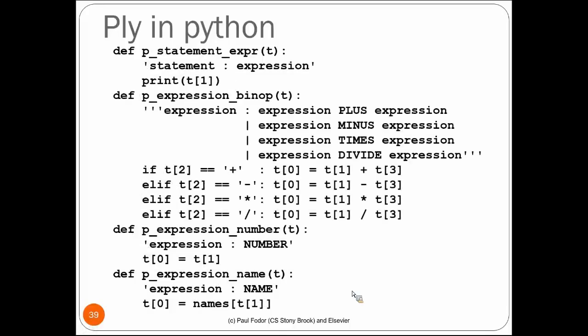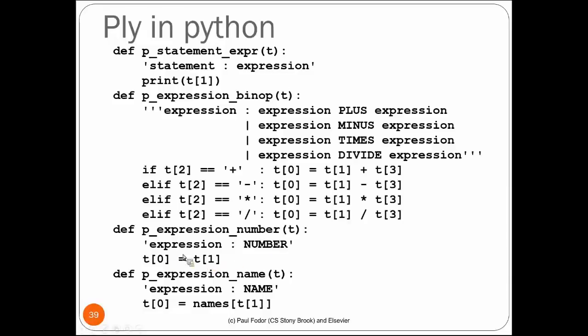A statement can be an expression, in which case we only print that value with a print statement. An expression could be an expression plus another expression, or an expression minus another expression, or an expression times or divide another expression. In any of those cases, T[0], the attribute associated with the left-hand side expression of all of these production rules, is assigned the value of the first expression from the right-hand side and the second expression from the right-hand side with the appropriate operator.